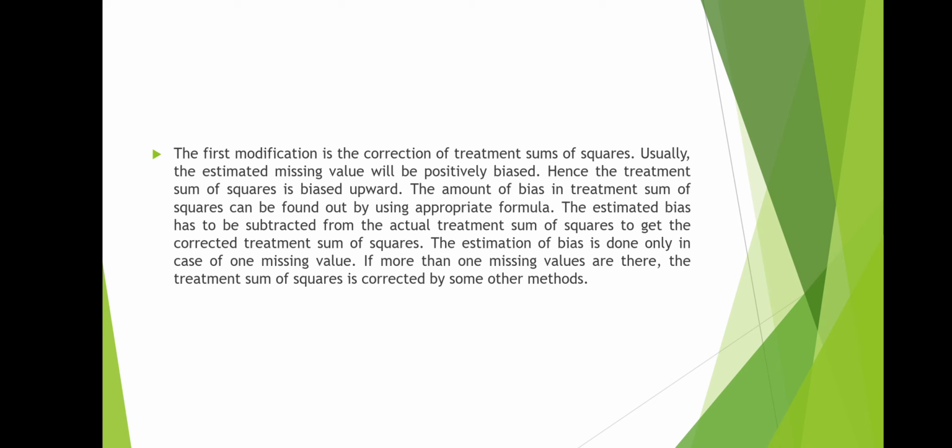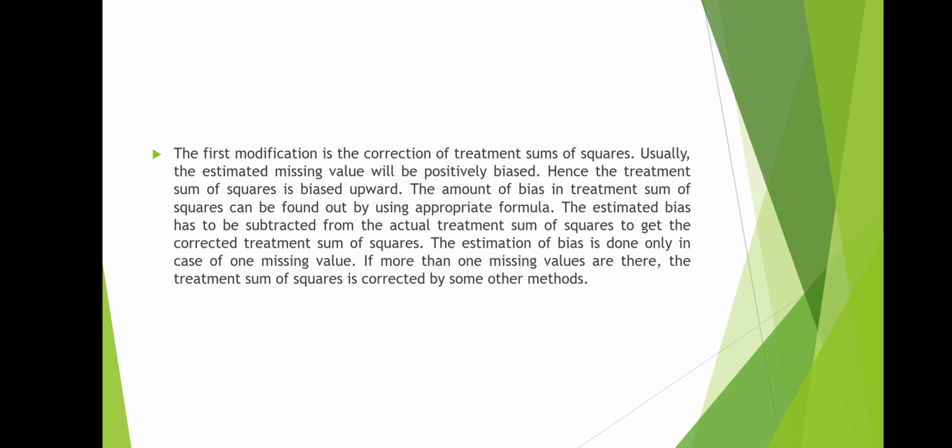The first modification is the correction of treatment sum of squares. Usually the estimated missing value will be positively biased. Hence the treatment sum of squares is biased upward. The amount of bias in the treatment sum of squares can be found out by using an appropriate formula. The estimated bias has to be subtracted from the actual treatment sum of squares to get the corrected treatment sum of squares.